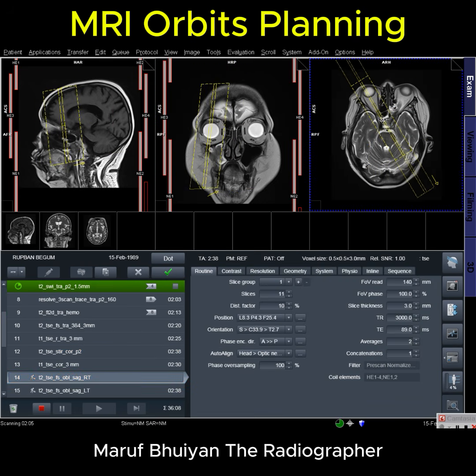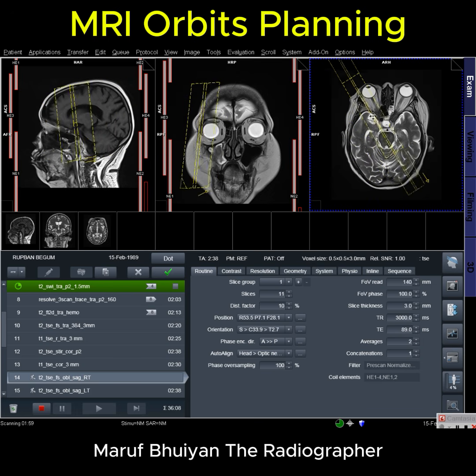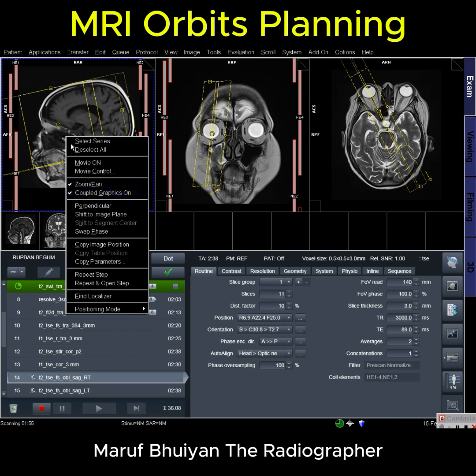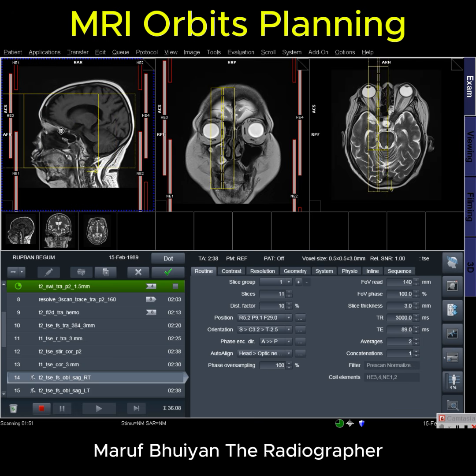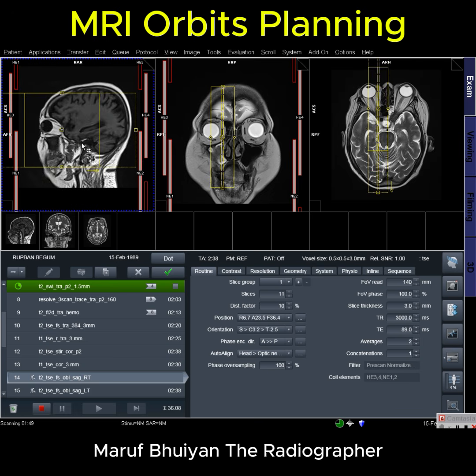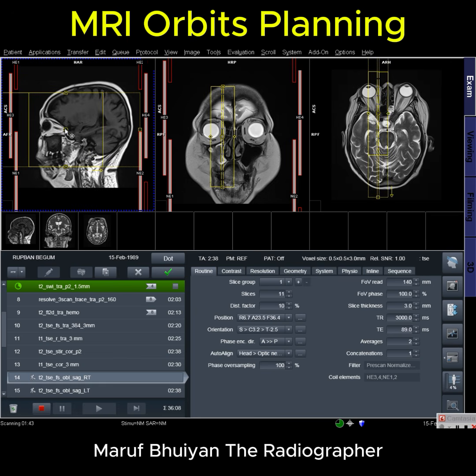And now I am planning for the sagittal. You can see that for sagittal I have to plan separately for the right and left orbit. So now I am planning for the right orbit over the axial image, and the field of view should be small. Here the field of view is 140 millimeter.